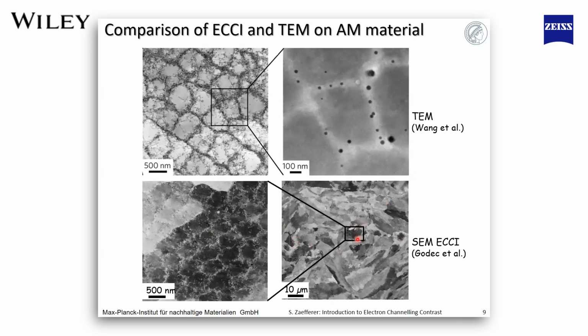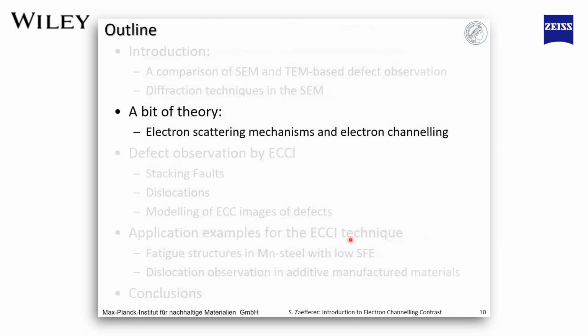As we have bulk samples of square centimeter size, we can investigate the statistical aspects of this microstructure. So good. With this, I hope it's clear that ECCI generally is an interesting technique to observe these features. You will see later on further results, further examples. So let me very shortly go to a bit of theory.